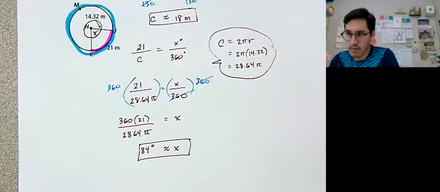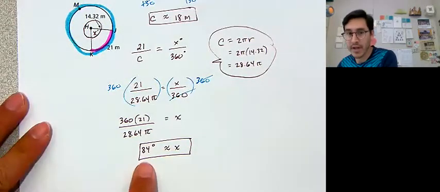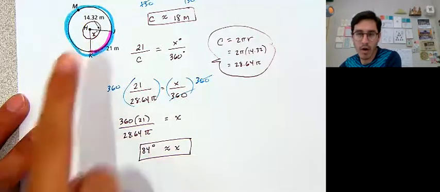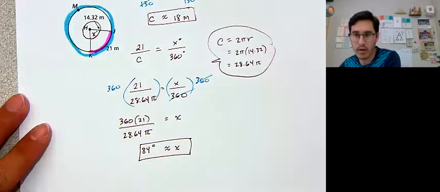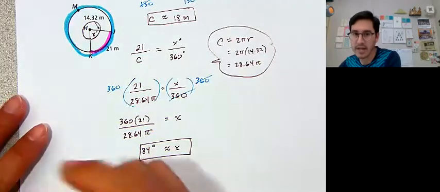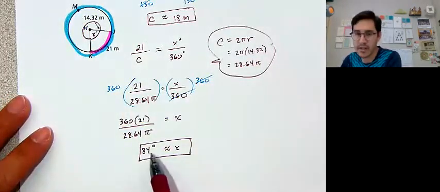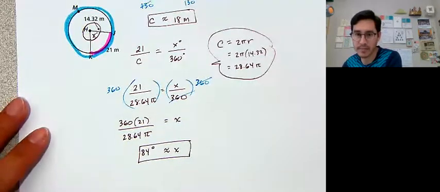Now, you can convince yourself that this answer makes a lot of sense, right? Because just look at that angle. It almost looks like a square angle, almost looks like it's 90 degrees. It's a bit less. And so it shouldn't be that much of a surprise that our answer is just a little bit less than 90 degrees.